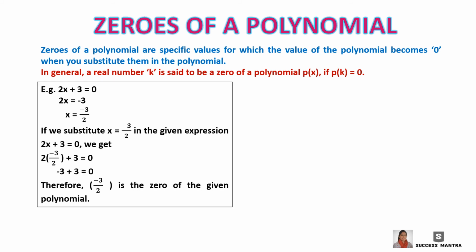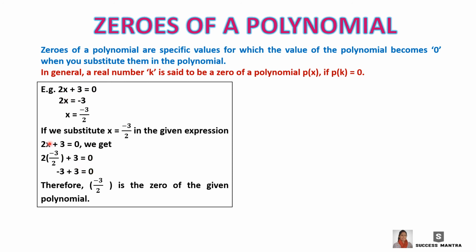For example, we have an expression 2x plus 3. In order to find the zero of this polynomial, we equate this expression to 0 and find the value of x. We will get x is equal to minus 3 by 2. This is called the zero of the polynomial. Why? When we substitute this minus 3 by 2 in the above expression, it will result in 0.